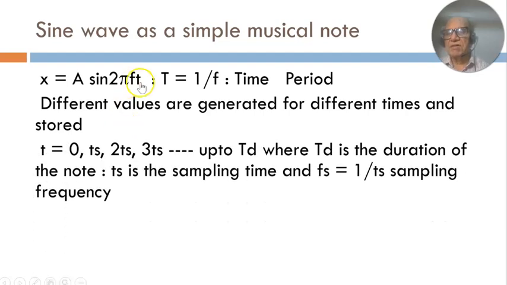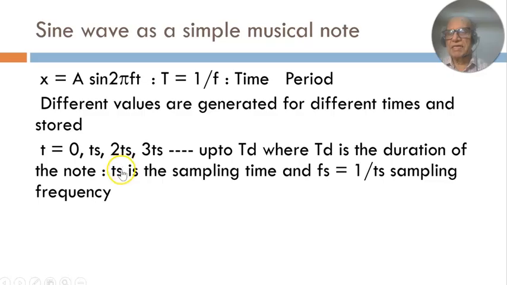So what are these values for time? You can start with t equal to 0, so you will get some value, say x1, then t equal to ts, you will get some other value, say x2, and so on, right up to the time where t corresponds to td, where td is the duration of the note.